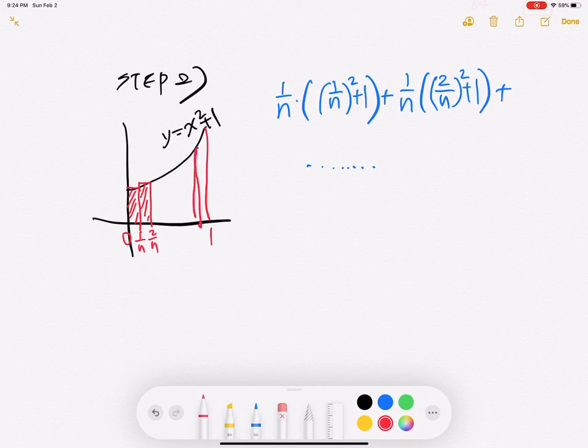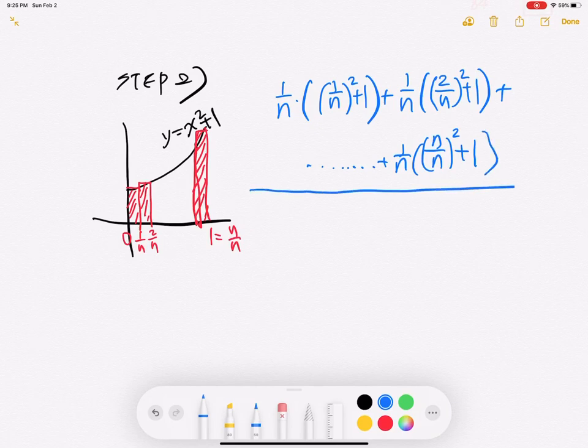The last rectangle looks like this because we're going to use the right side point. So this is 1, which means n over n. So the last one is 1 over n times n over n squared plus 1. What is the sum of all these things in terms of n?